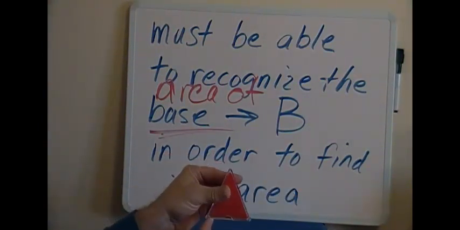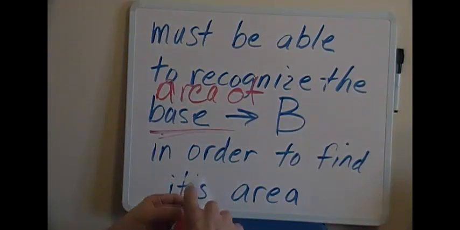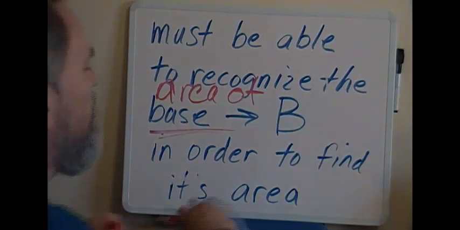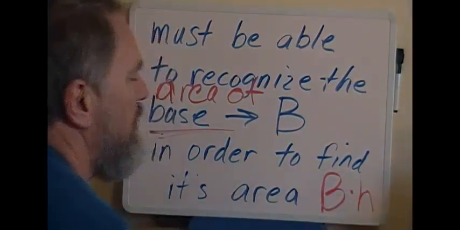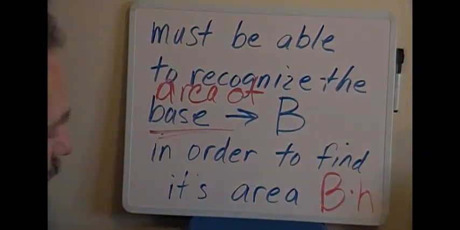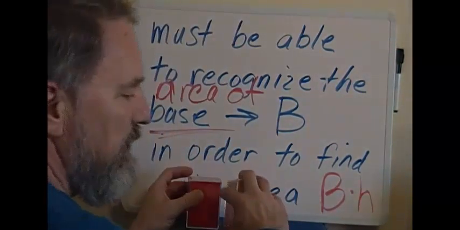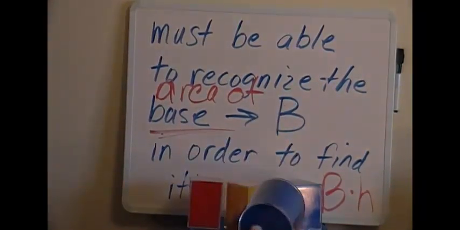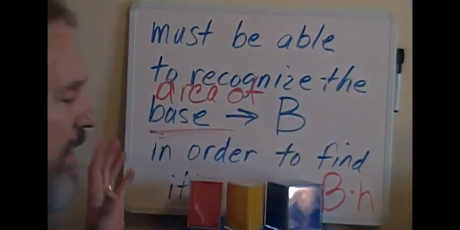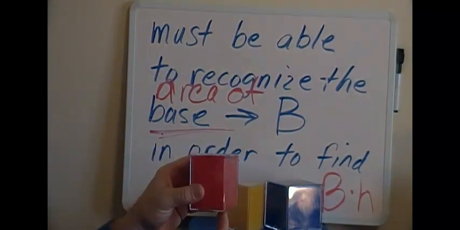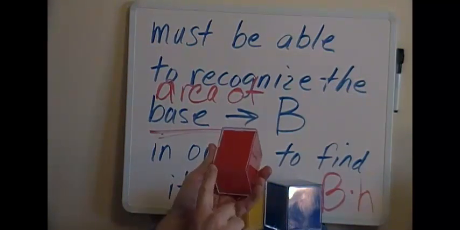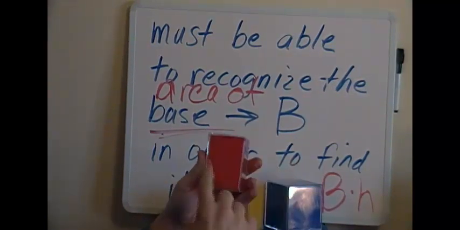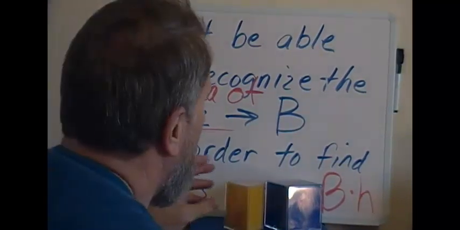So I could take the base of this triangle, multiply it by the height, because that is the formula. It is the area of the base, large B, times the height, is how we calculate the volume of all of the prisms, all of these here. We calculate the area of the base, multiply it by the height, we have the volume. Look at one you already know. Area of the base, that's length times width, times the height. Length times width times height, you've got the volume with that solid.